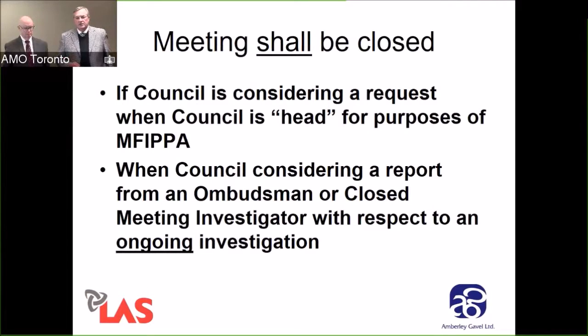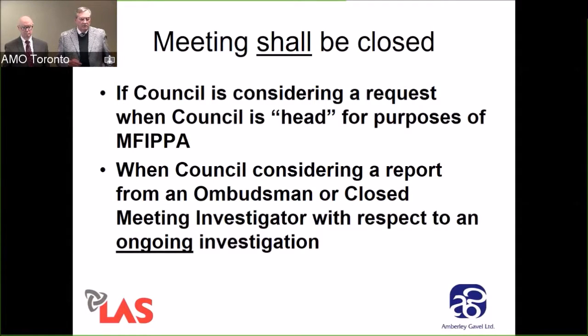There are a couple of instances under which a meeting shall be closed to the public. One's been there for a while and the other one's relatively new. First is if council is considering a request for information when council is the head for purposes of MFIPA. That's the Freedom of Information legislation that municipalities are under. Our best advice is that the council should not sit as the head. It's a very technical field. Most places delegate that responsibility to the clerk. Clerks can be trained in this. Councils often are not trained, and it's a very technical act. So we would suggest that council not get themselves involved in this, so that they not find themselves in a position under this section.